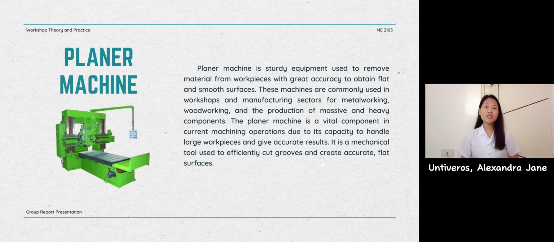First type of machine is the planer machine. The planer machine is a sturdy piece of equipment used to remove material from workpieces with great accuracy to obtain flat and smooth surfaces. This machine is commonly used in workshops and manufacturing sectors like metalworking, woodworking, and production of massive and heavy components. The planer machine is vital in machining operations due to its ability to handle large workpieces.